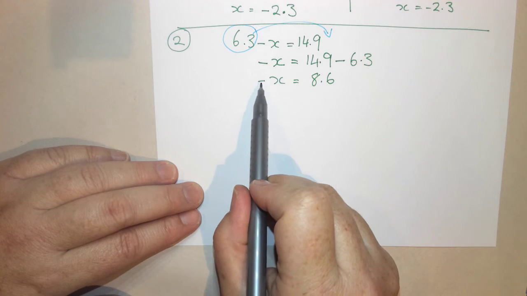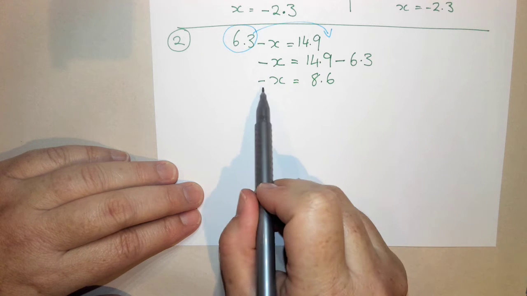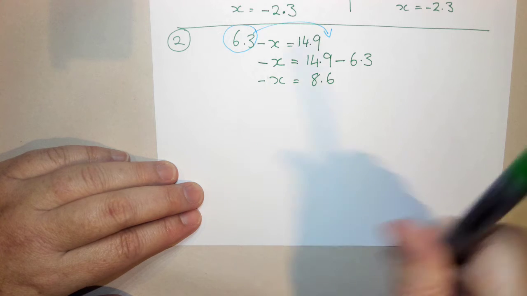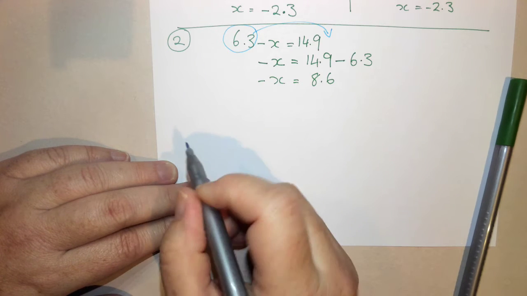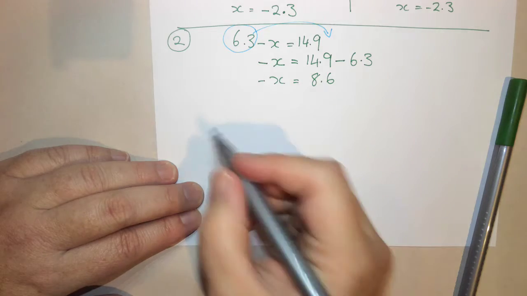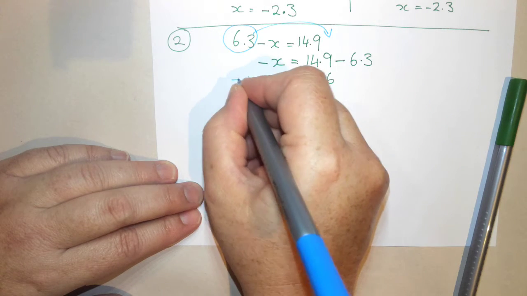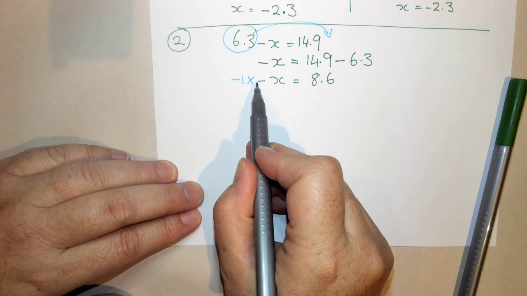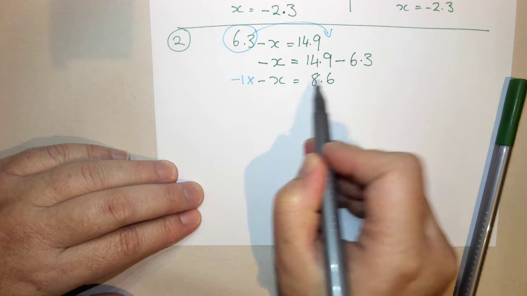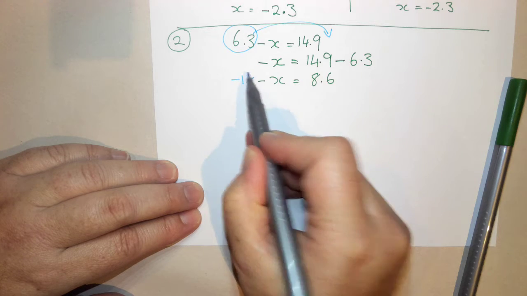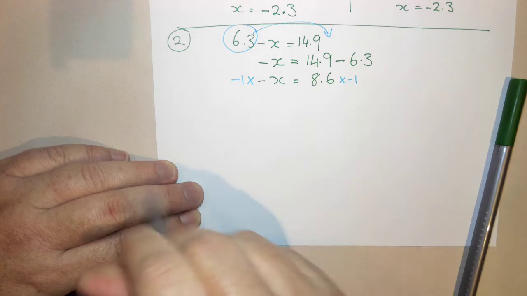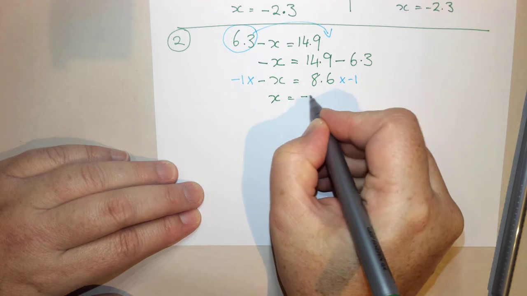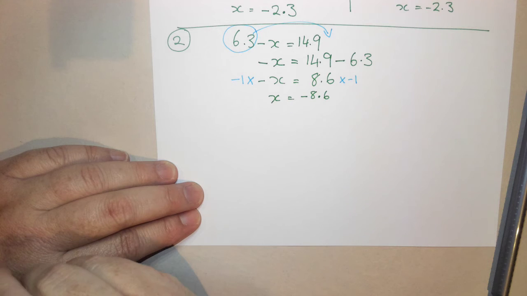Now the last thing I need to do is I've got a negative x equals. And I don't want to know what negative x equals, I want to solve, so I want to know what x is. How am I going to do that? Well, remember, whatever I do to one side, I've got to do to the other. So if I multiply a negative times a negative, negative times negative becomes positive. And the same, if I multiply one side by negative 1, I've also got to multiply the other side by negative 1. So that's going to end up with x equals negative 8.6.